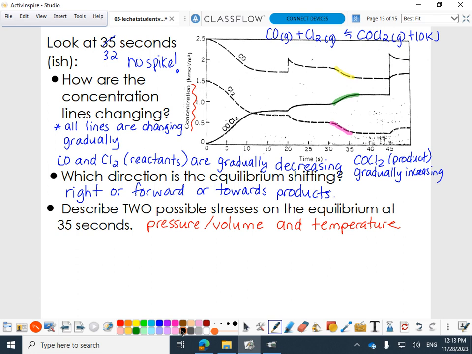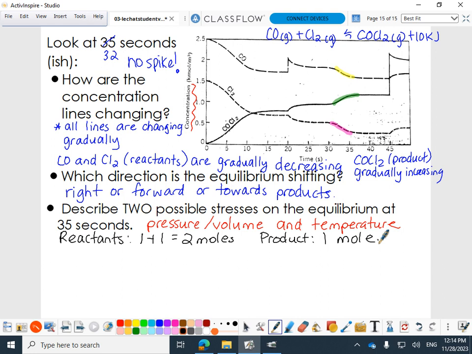So on the reactant side, there is 1 plus 1, or 2 moles of reactants. And then on the product side, there's only 1 mole. So one of the types of questions could be, if you increase the volume, which side would it shift to? If you decrease the volume, which side would it shift to? We have to go the other way. So we have decided how it's shifting: to the right, or forward, towards the products.